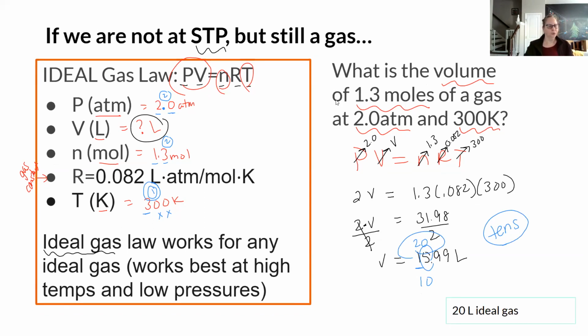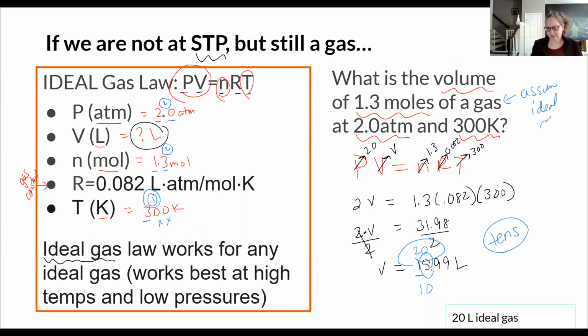Okay? Only for ideal gases. Notice it didn't tell me what type of gas. As long as it was an ideal gas, which for year one, if they say gas, you are going to every time assume ideal gas. Every time. And you'll learn about more of that in later years.